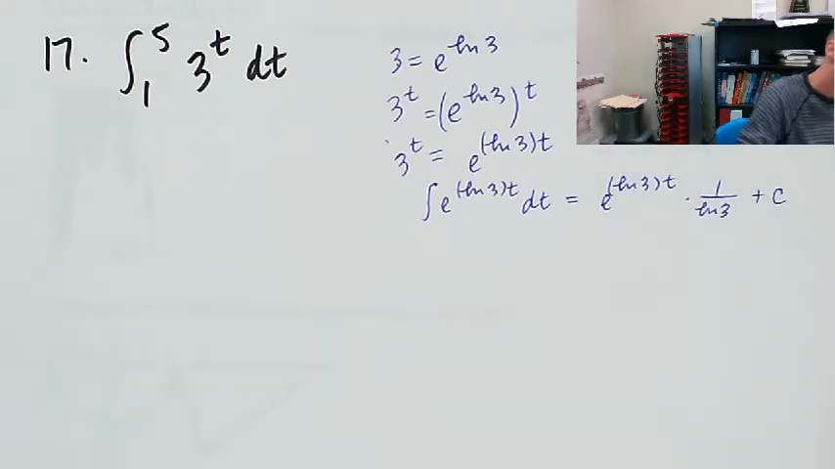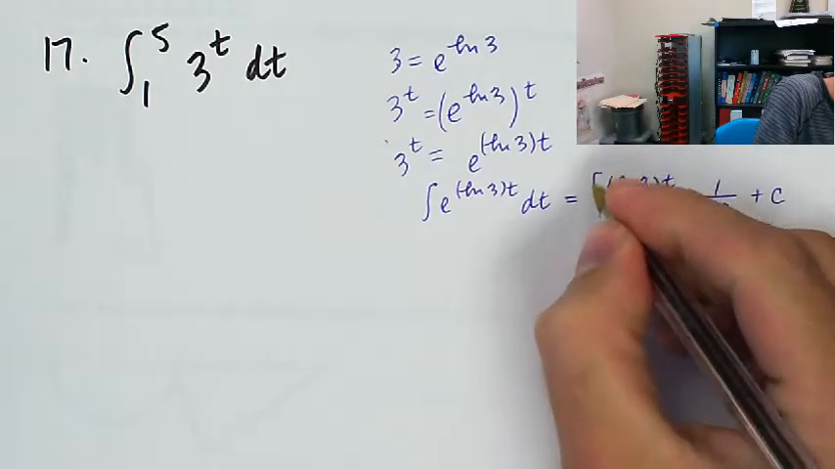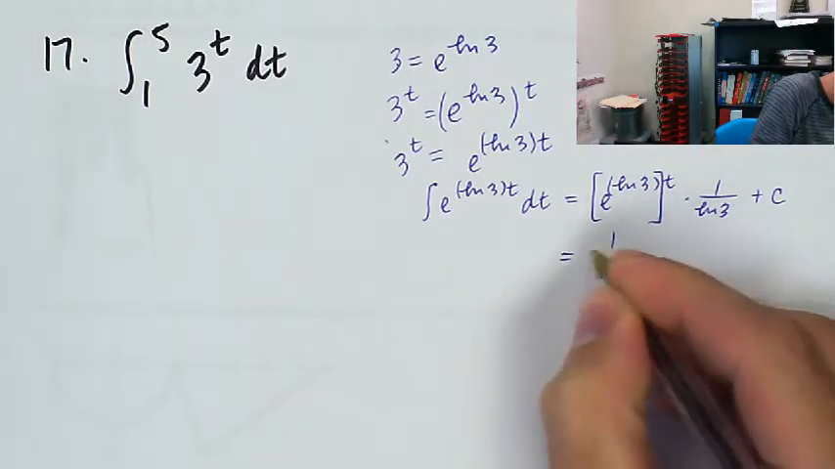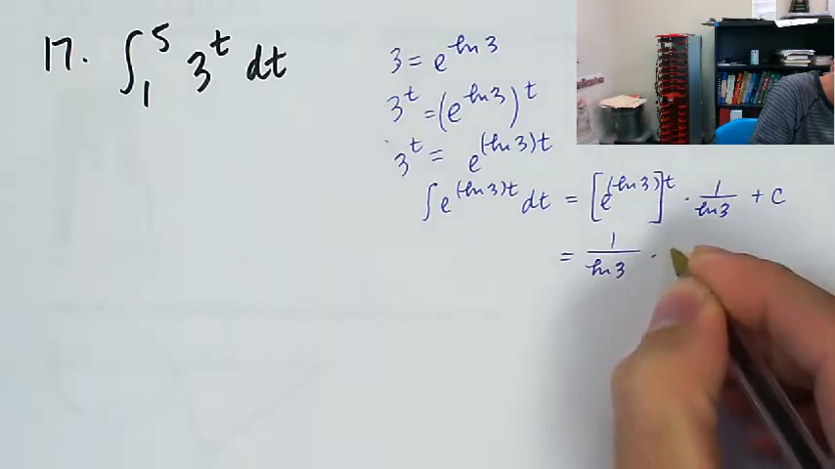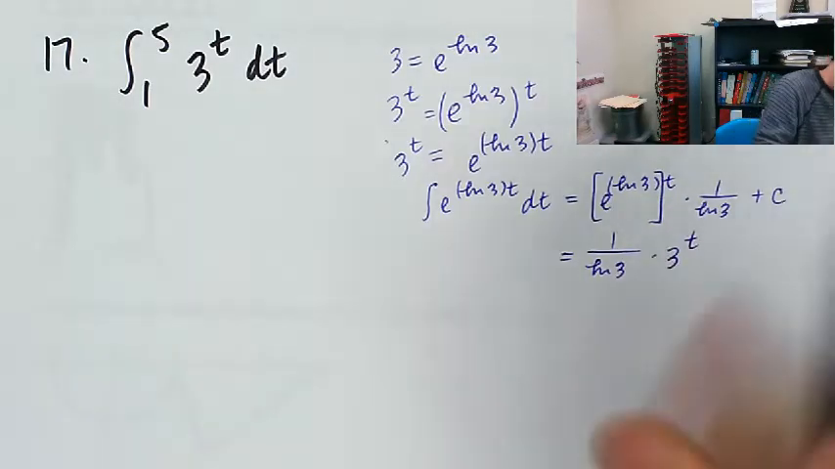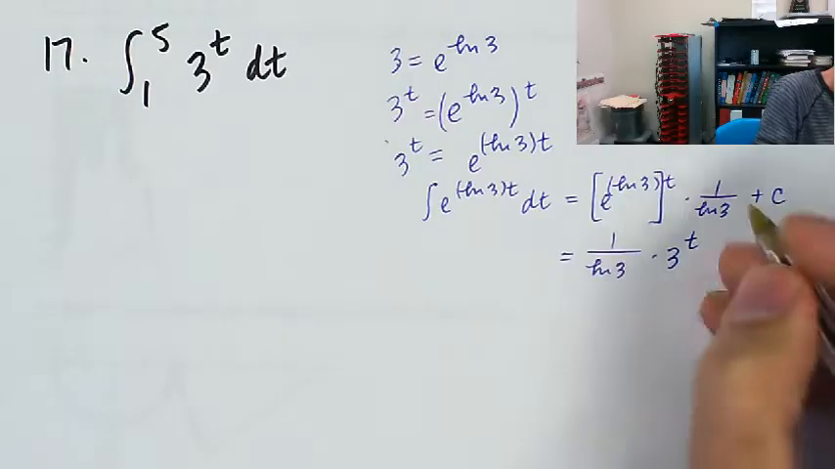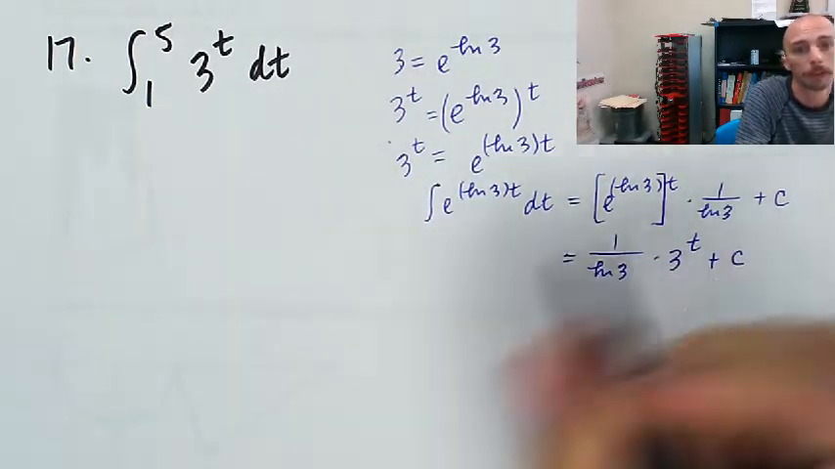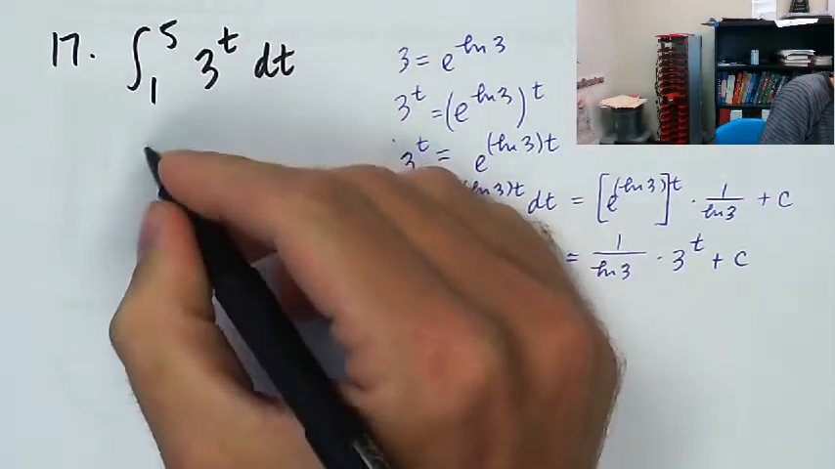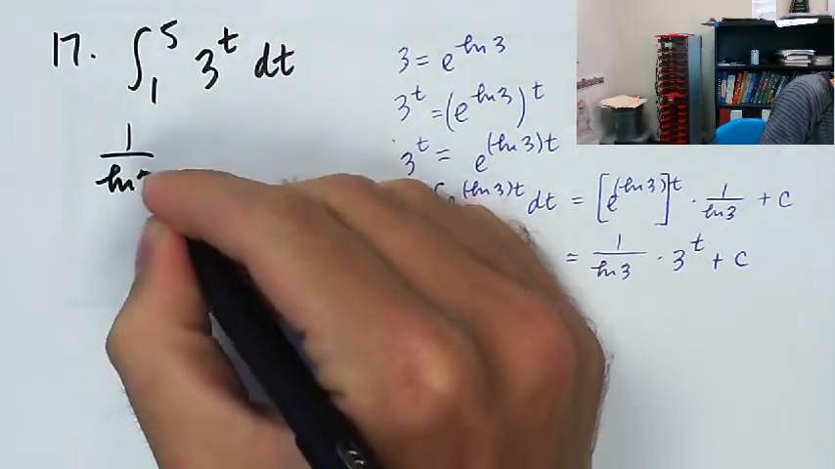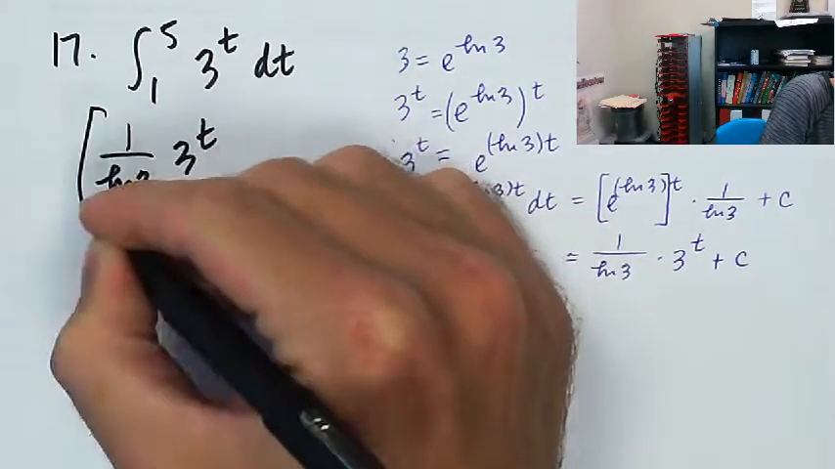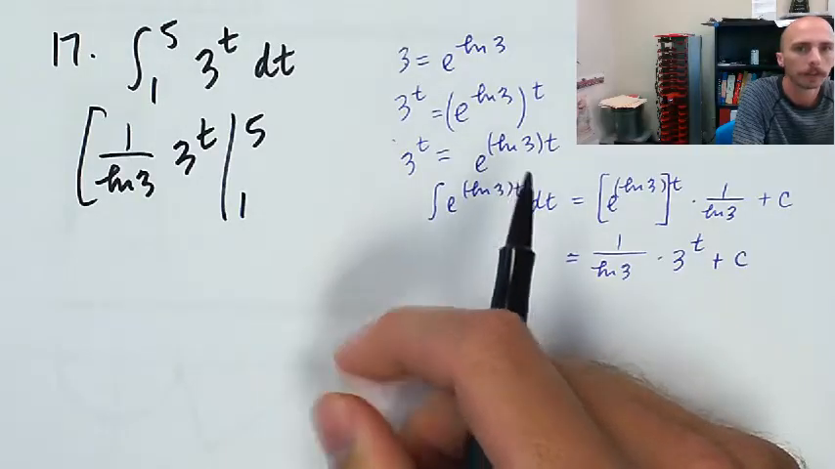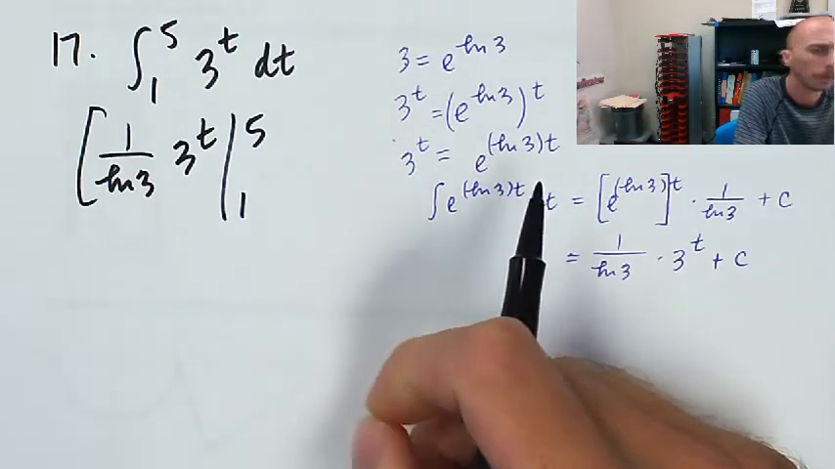All right, and then, hold on, I've got another step. Wait a second, that's 3, the thing I just boxed. So this is 1 over the log of 3 times 3 to the t, plus any c, and this can be any antiderivative for 3 to the t, so I'm just going to choose c equals 0. Okay, so 1 over log 3 times 3 to the t as t runs from 1 to 5. Again, this 3 to the 5 thing, 3 to the 4 is 81, so yeah, 243.